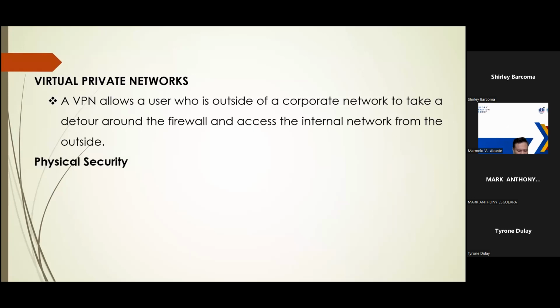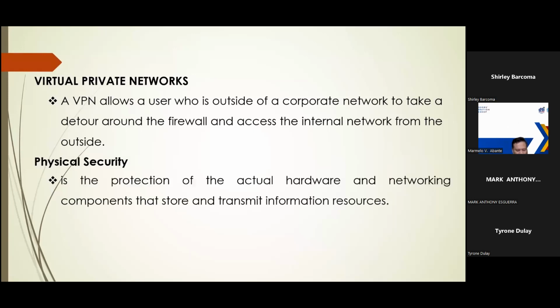Next is physical security. It is the protection of the actual hardware and networking components that store and transmit information resources. An organization can implement the best authentication scheme in the world, develop the best access control, and install firewalls and intrusion prevention, but its security cannot be complete without the implementation of physical security.